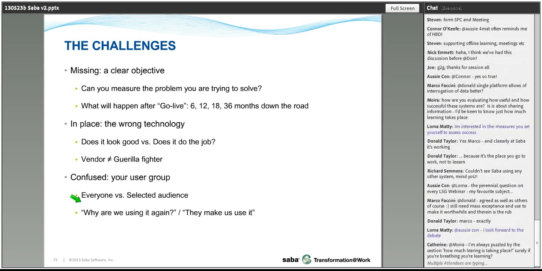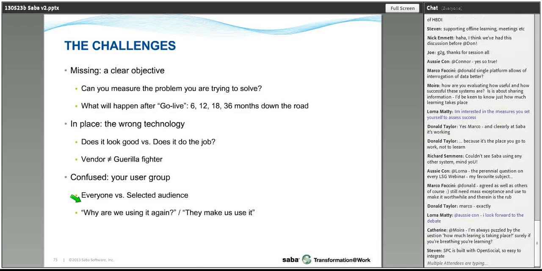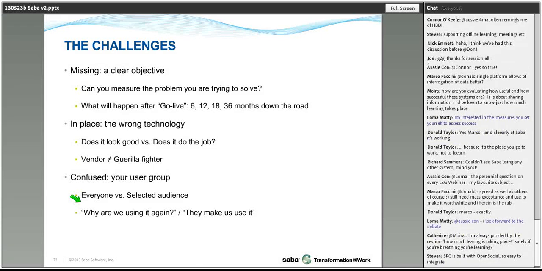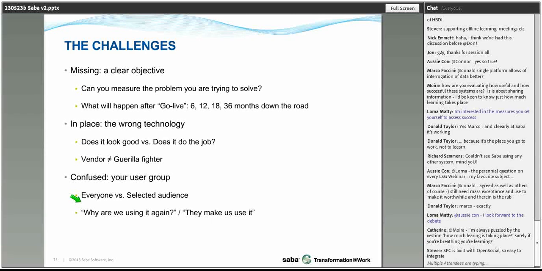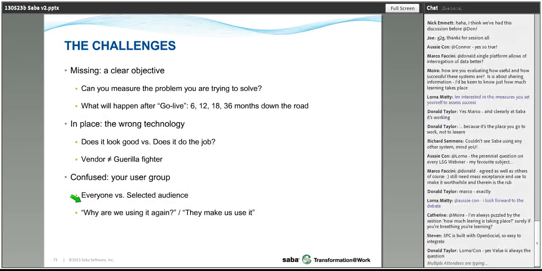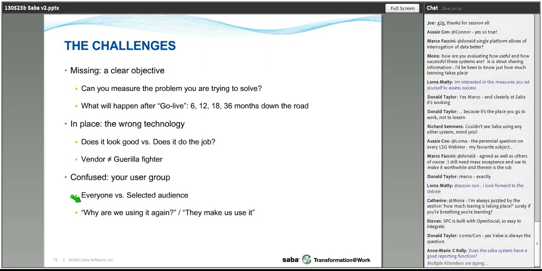Another challenge is if you're already using technology, maybe it's the wrong technology, and maybe it's not just that people aren't using it because it's a cultural barrier or not enough support, maybe it just is the wrong technology. Again, there's a difference between does it look good versus does it do the job.